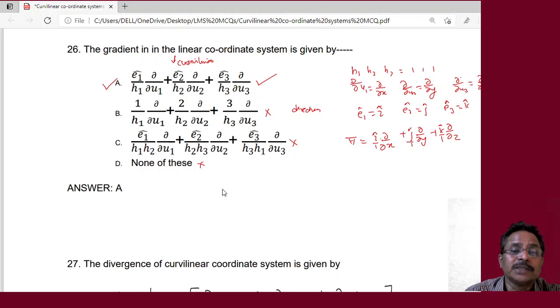And the vector operation is of 2 different types: scalar multiplication as well as vector multiplication or cross multiplication, and that is what gives the divergence and curl of the vector field.